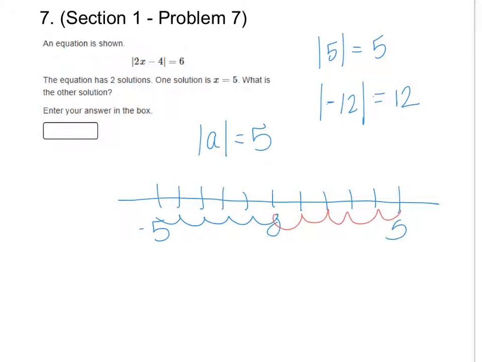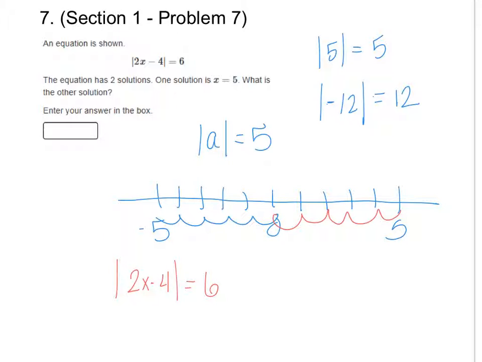So the problem here is they give us the absolute value of 2x minus 4 is equal to 6. So a little bit more involved than just saying the absolute value of a number is equal to 5. They're saying the absolute value of this whole expression is equal to 6. So the first thing that we want to do is, similar to this problem, there are two numbers that have an absolute value of 6. And one of them will be positive 6, and one of them will be negative 6.